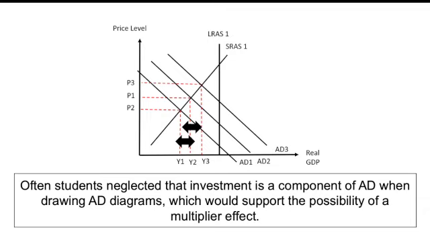Now, the initial injection was the investment, and often students forgot about that initial investment when talking about the multiple shifts in AD. Now, you have to remember the investment itself is the injection, and then the overall impact of that on national income is going to be the effects of the multiplier. And some students kind of failed to find that link.